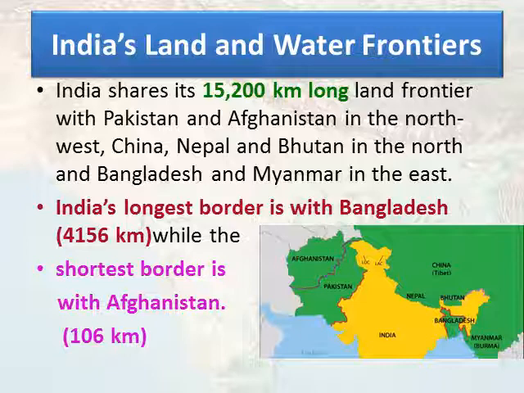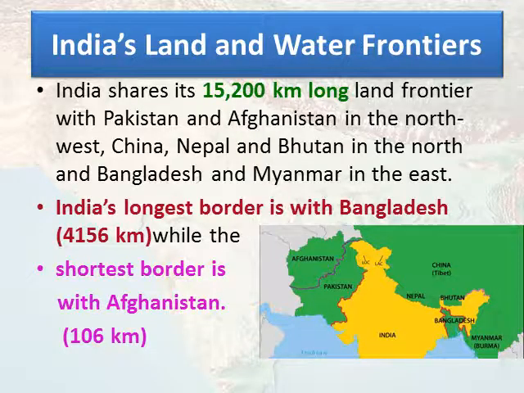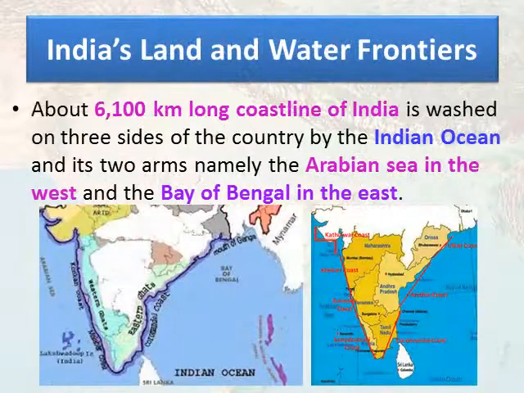So what are the neighboring countries of India? India has a 15,200 kilometer long land frontier and it shares it with Pakistan and Afghanistan in the northwest, China, Nepal and Bhutan in the north, and Bangladesh and Myanmar in the east. India's longest border is with Bangladesh, the shortest is with Afghanistan. Now let us learn about the water frontiers.